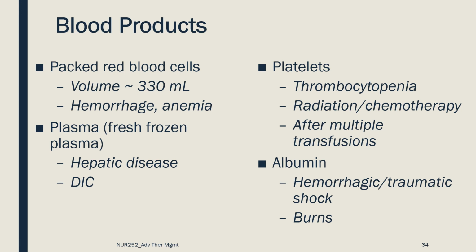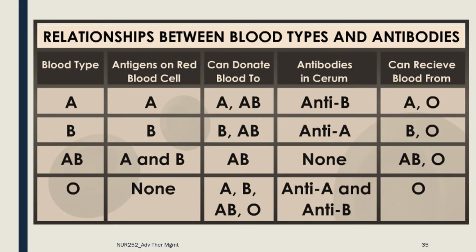Albumin will be used frequently in the case of hemorrhagic or traumatic shock and in burn patients. It is a volume expander used when crystalloid solutions are not adequate. This slide here shows you relationships between blood types and antibodies. Again, you can review this slide here.